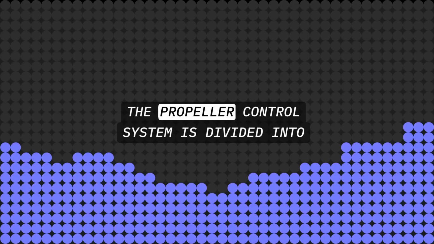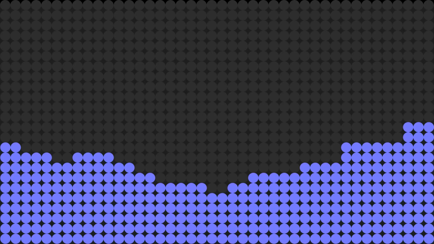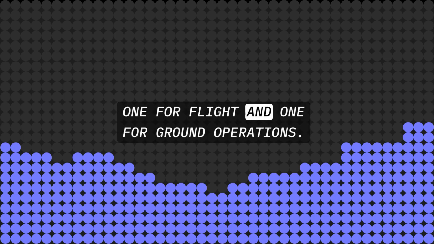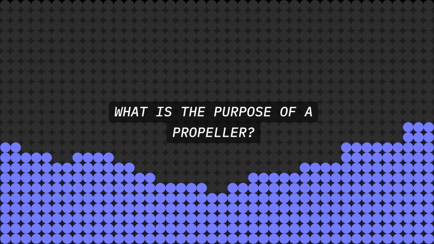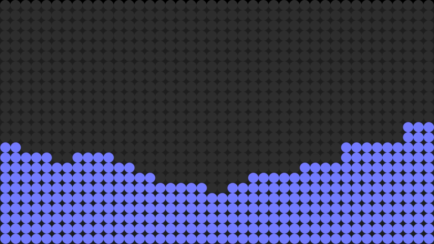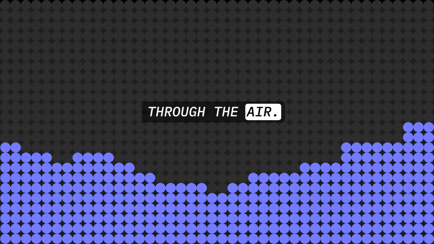Cooling jackets. The propeller control system is divided into two types of control. What are they? One for flight and one for ground operations. What is the purpose of a propeller? To create thrust and either pull or push the airplane through the air.